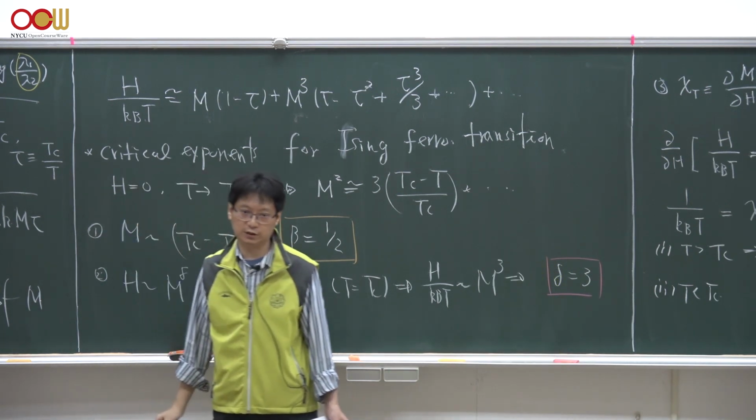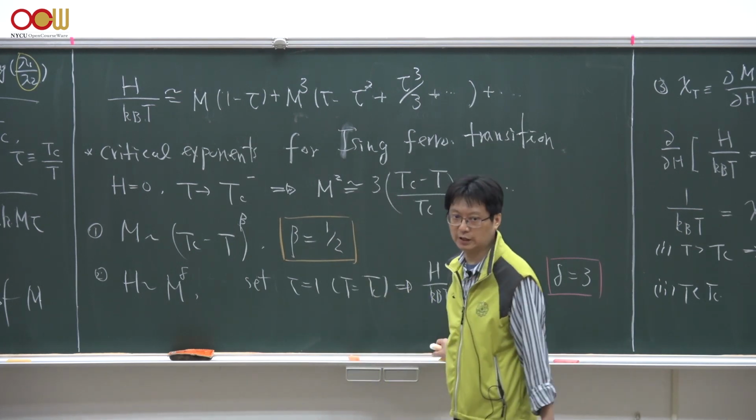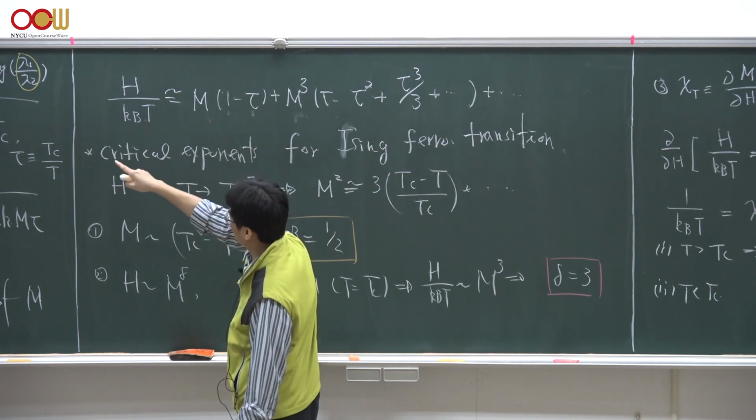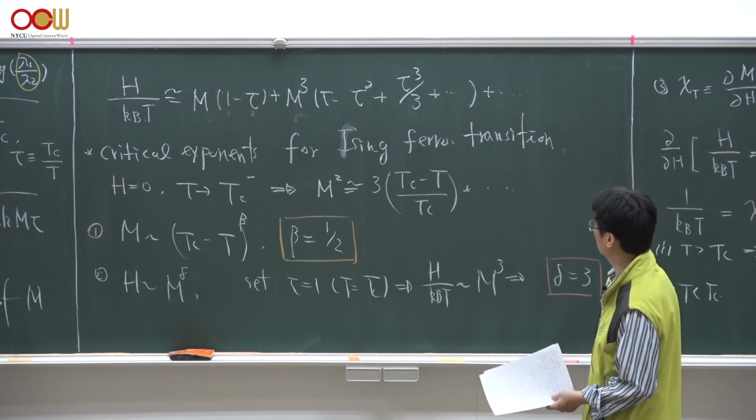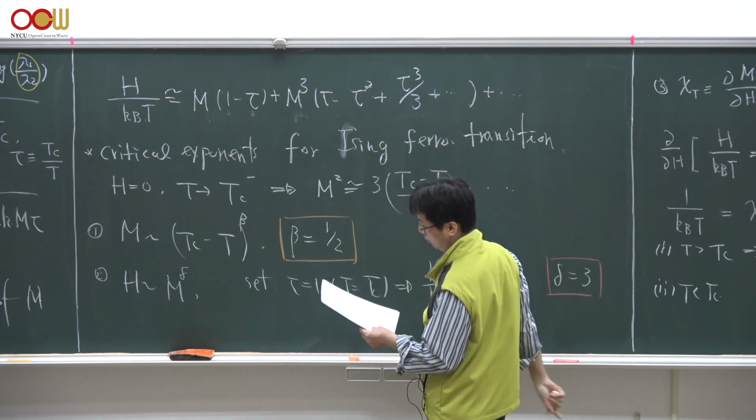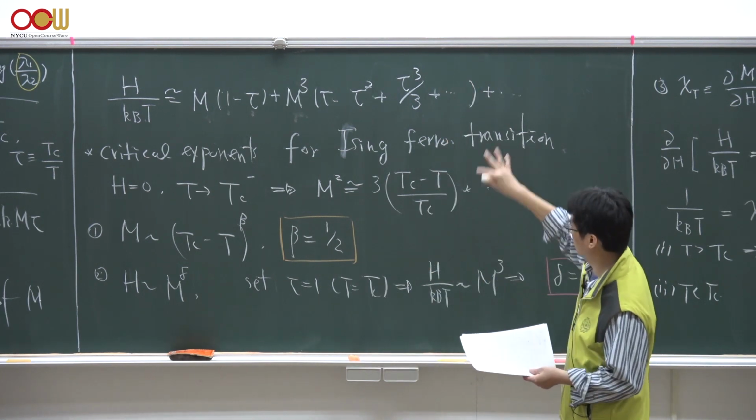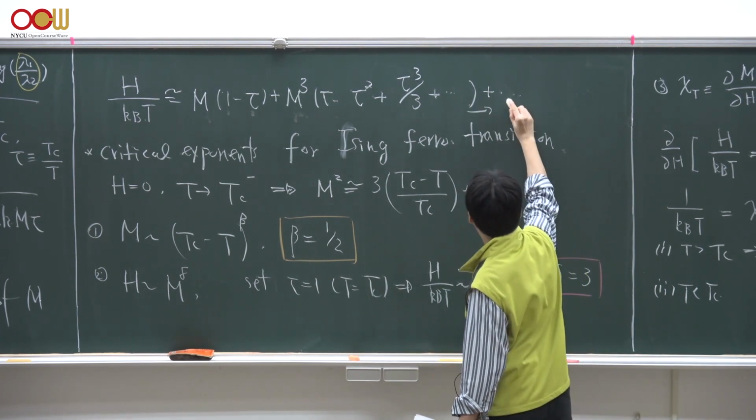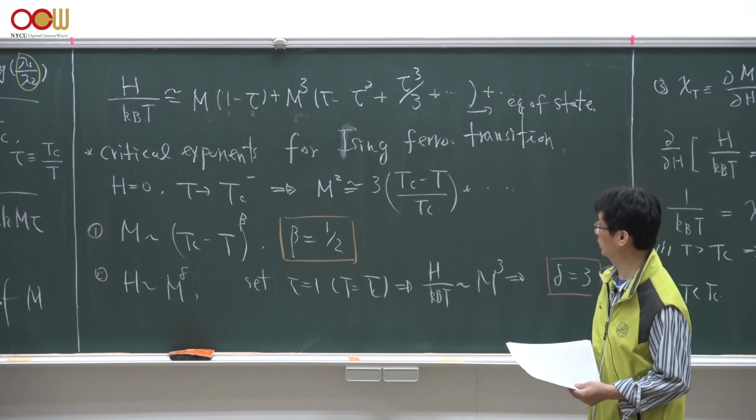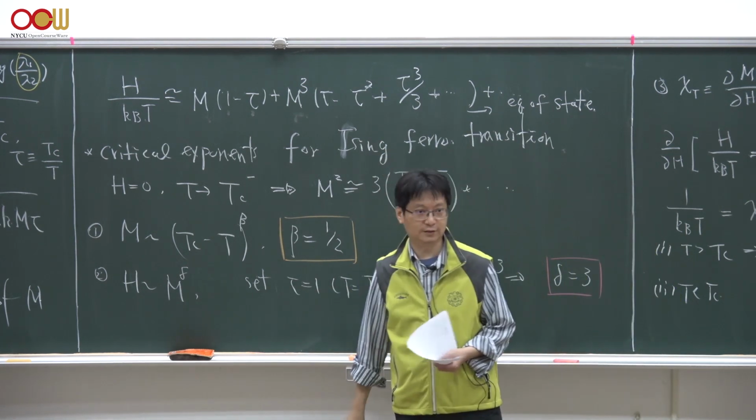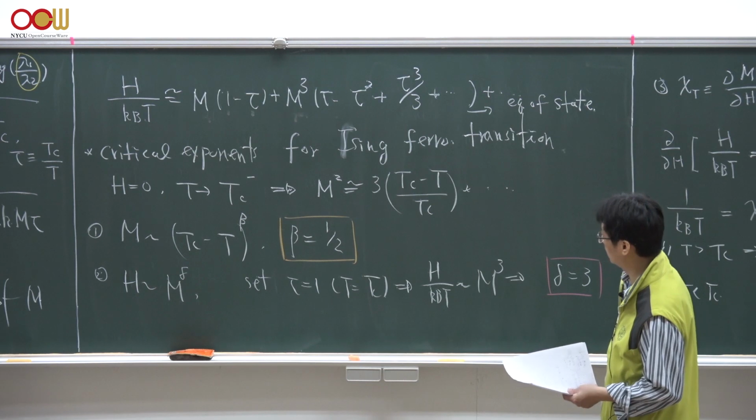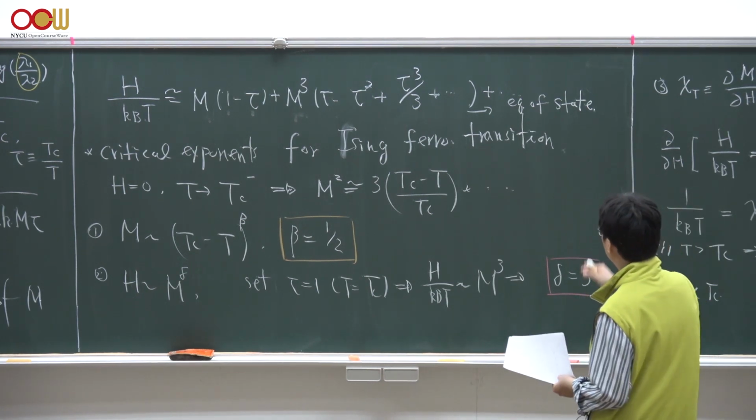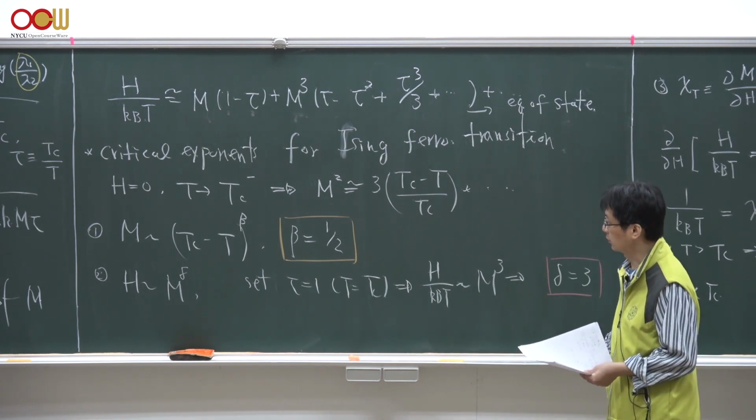When T goes to Tc, tau is actually 1, which is a dimensionless temperature. So this tau is very, very close to 1 when temperature approaches Tc. So of course, there are other terms which are neglected here, but it turns out that those terms are not important. So based on this so-called equation of state, which relates the external field, temperature, and magnetization near the transition, we are able to determine the critical exponents based on this equation of state near the critical temperature.